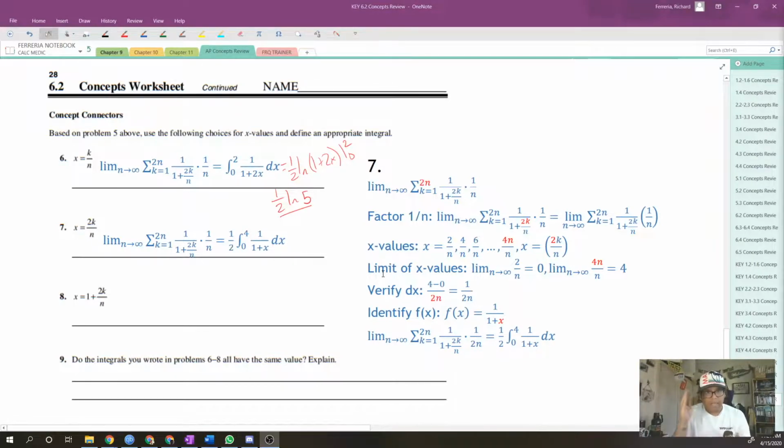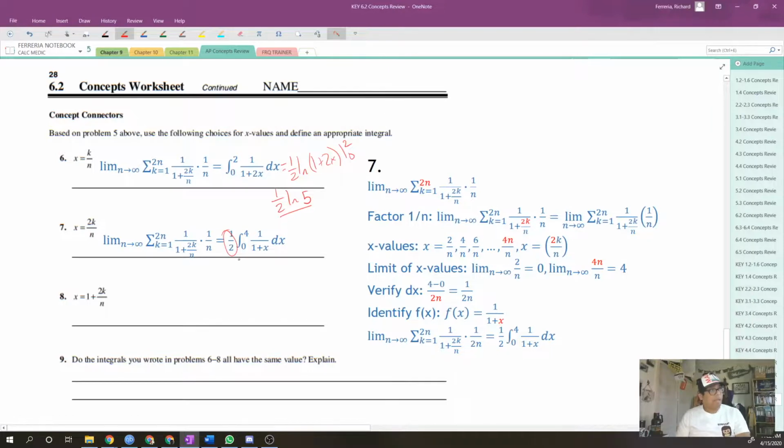And now that I'm looking at this, I can see that there's an error that we made down over here for verify dx. This should have been a 2n to reflect the upper limit over here. And that gives us this extra 1/2. So that's our 1/2 right over there. So our integral is actually a 1/2 over here.